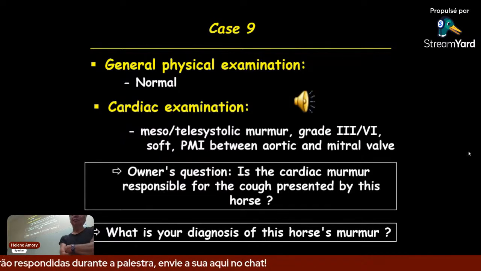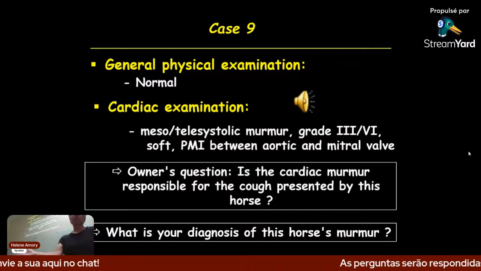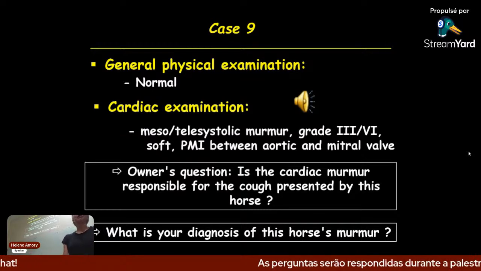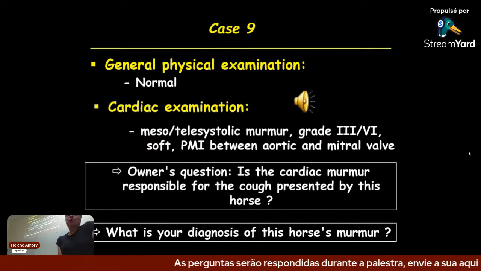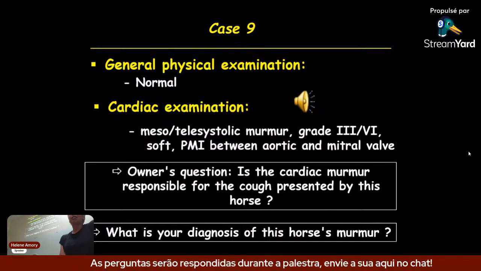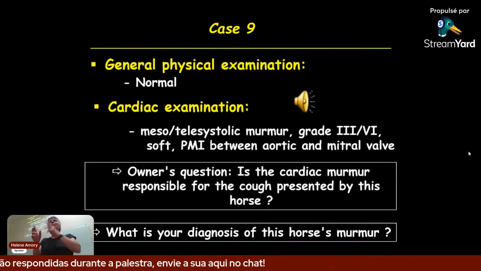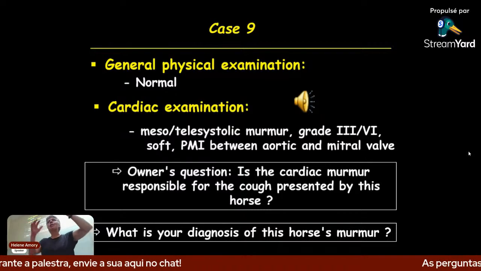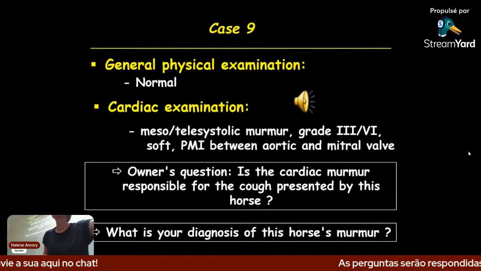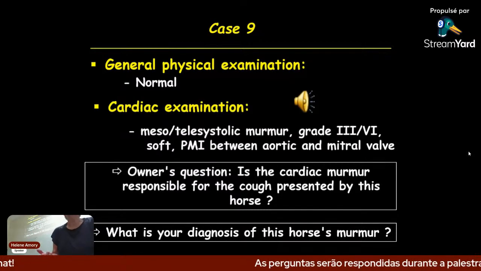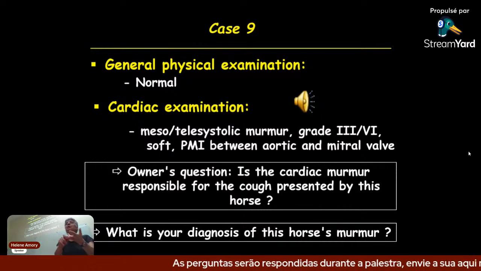I would go with mitral insufficiency. Mitral insufficiency is compatible with all the criteria. An ejection murmur, maybe, it's grade 3. It's between the mitral and aortic valve. It's a little bit too low for an ejection murmur, but why not? It's always possible. Tricuspid insufficiency possible?